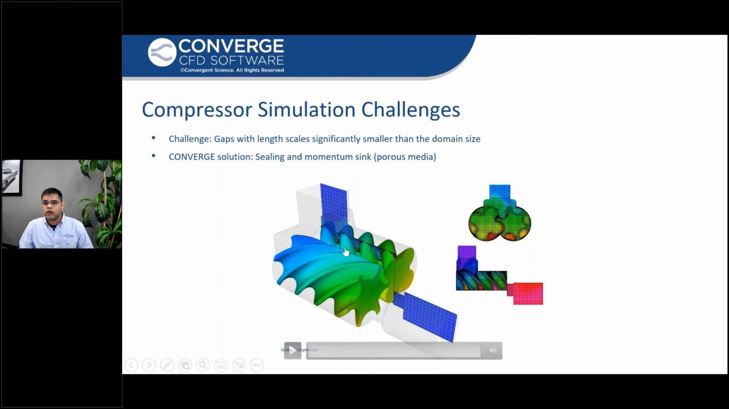So here for screw compressors, we will have two tiny gaps. One is between the two rotors of the compressor, and another is between the rotor and the housing. And both of these are dealt with by adding a porous media.